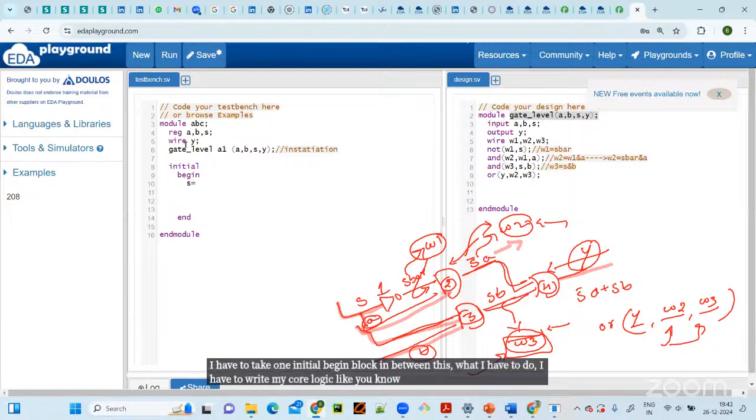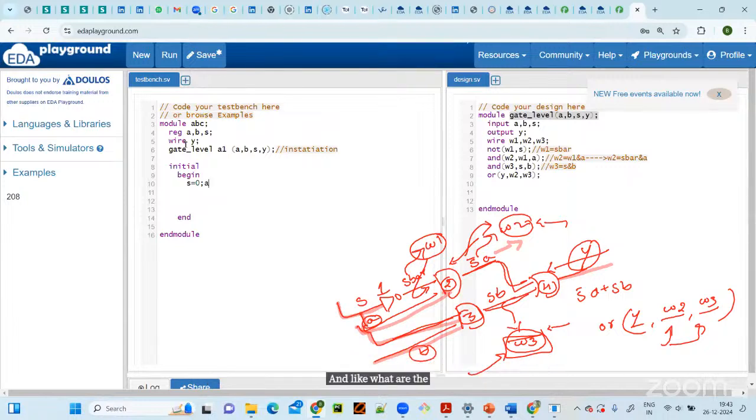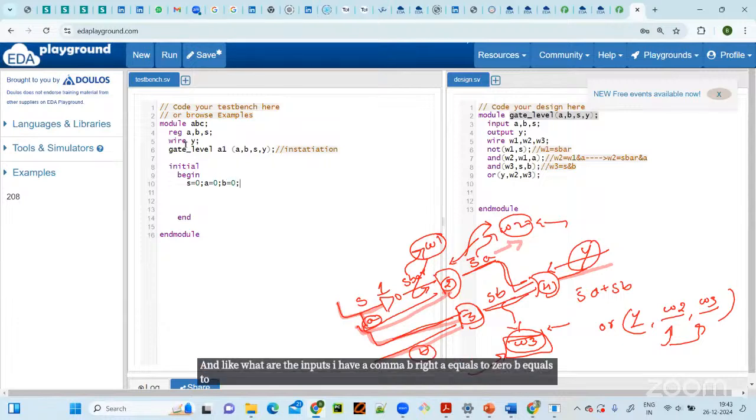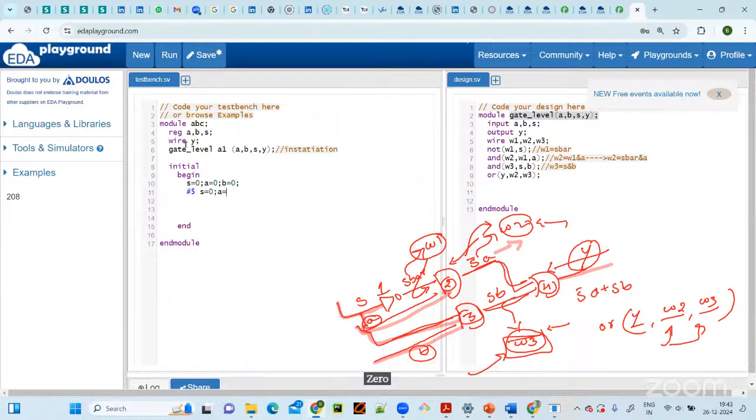Like, selection is 0, and what are the inputs I have? A comma B, right? A equals 0, B equals 0, something like this. And then I will give some delay of 5 time units, and then I'll give S equals 0 and A equals, okay, some random values we can give, 0, B equals 1, something like this.